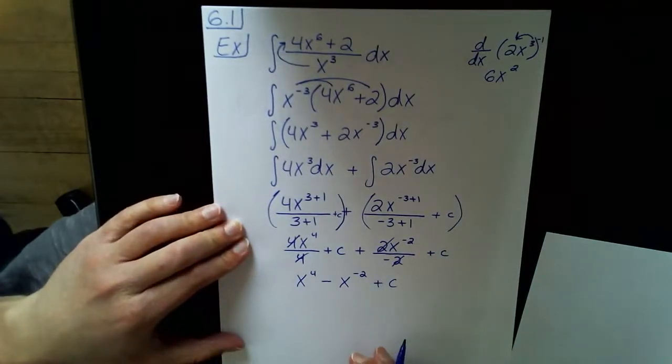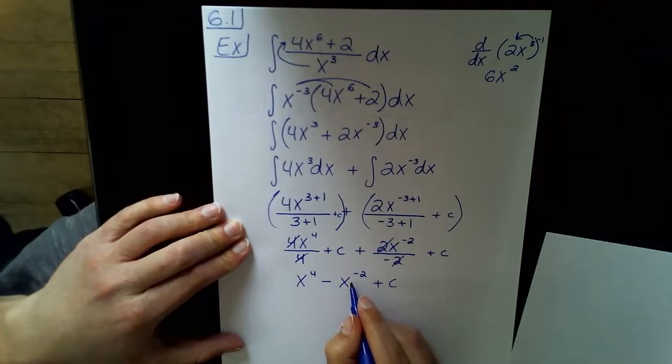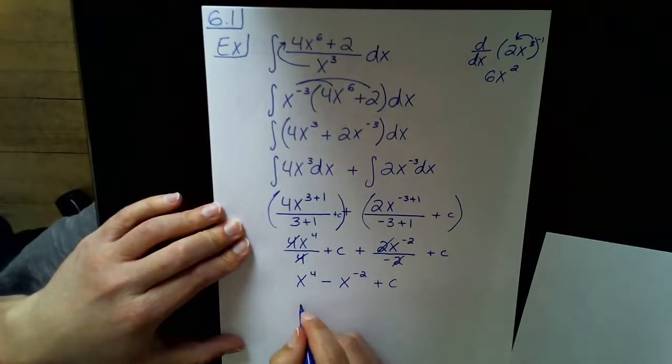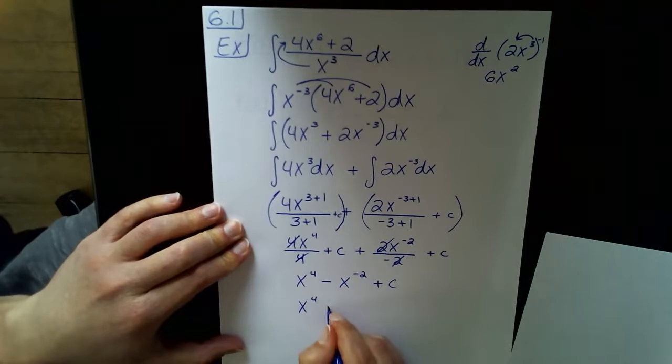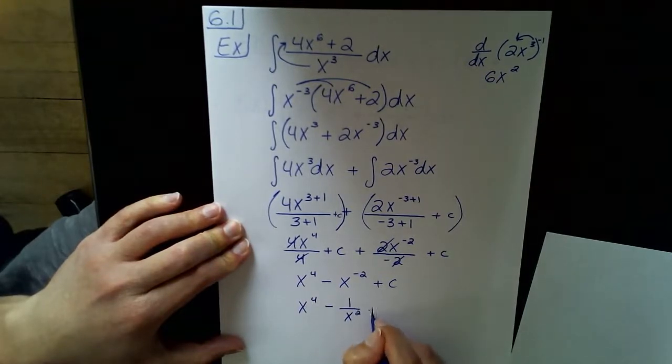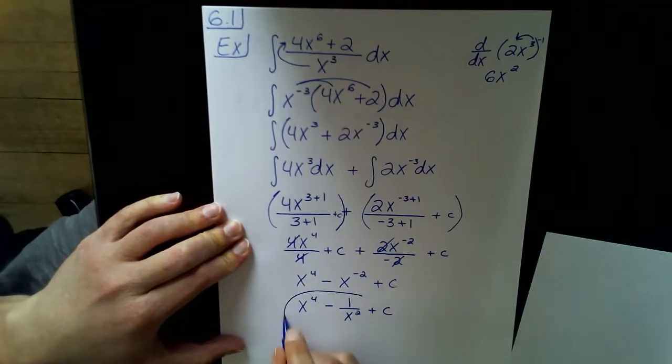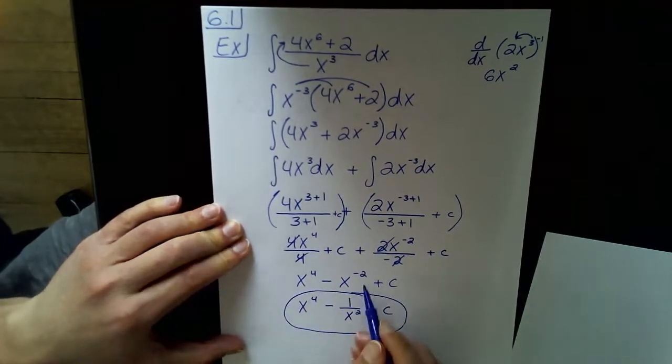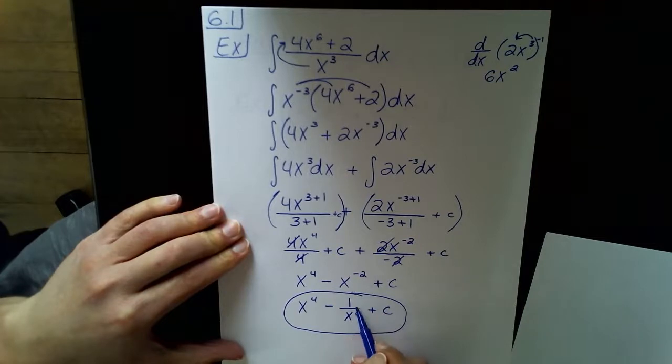And from there, we finally bring x to the negative 2 down to give us x to the fourth minus 1 over x squared plus c. Now that we've gotten rid of the negative exponent by bringing it down, we have our final answer.